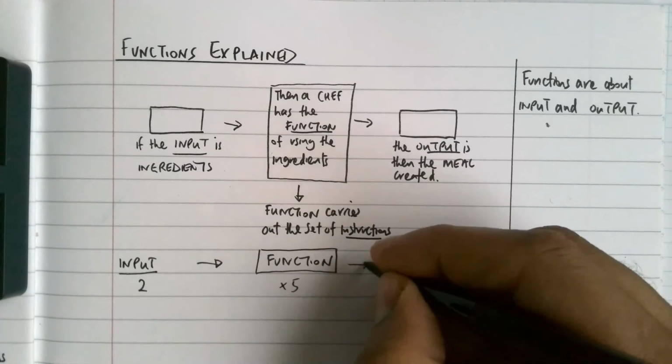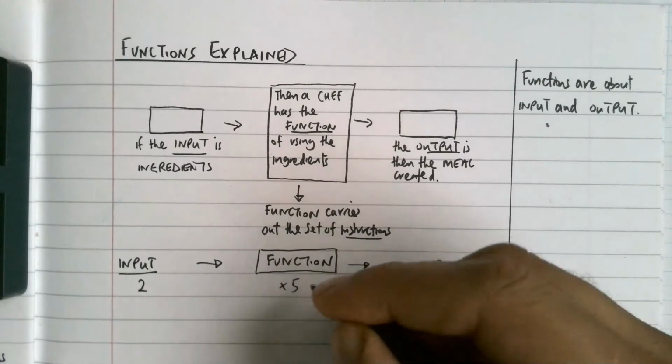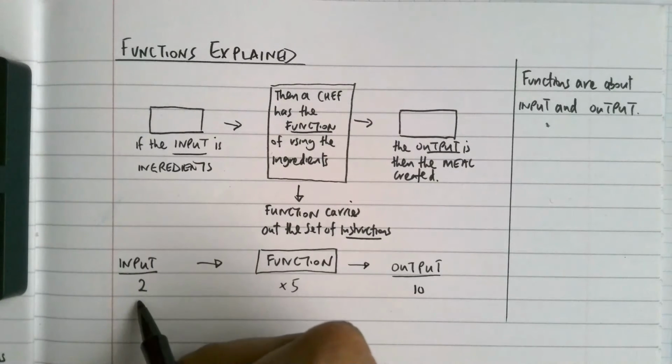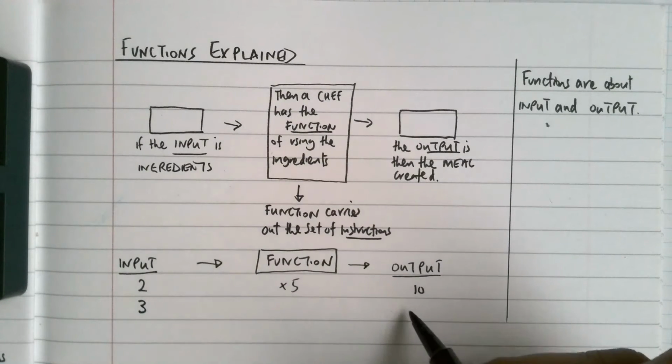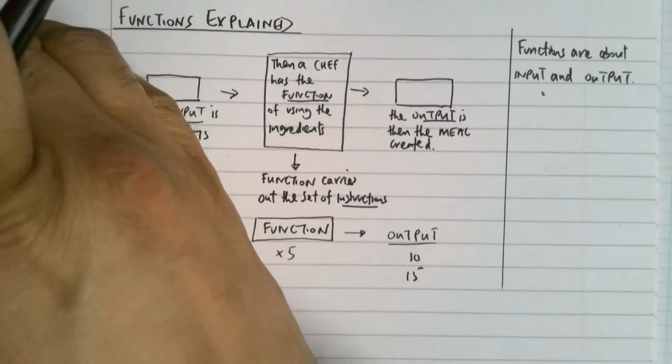So if the input is 2, the function then multiplies the input by 5, then our output is 10. Well, if our input is 3, for another instance, then the function uses that 3, multiplies it by 5, and our output is 15. Okay, that's our numerical example.